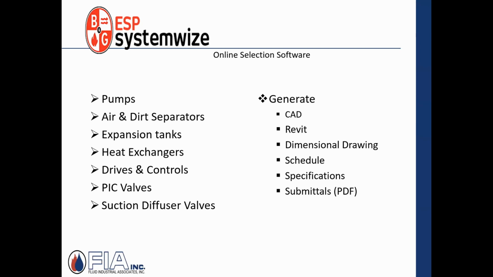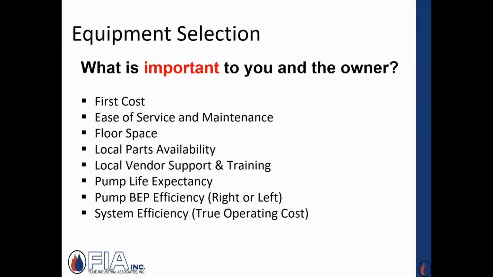So with the system-wide selection, as I scroll down on the left side of the tab, all we were showing is that you can support pumps, air separators, expansion tanks, heat exchangers. All of those items on the left-hand side are the tabs that we just saw. And we can generate any of those necessary files for the project.